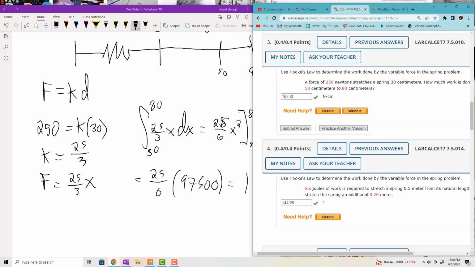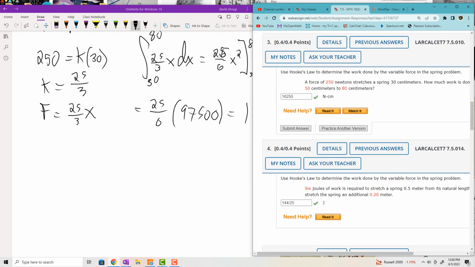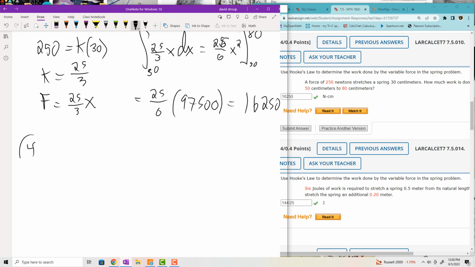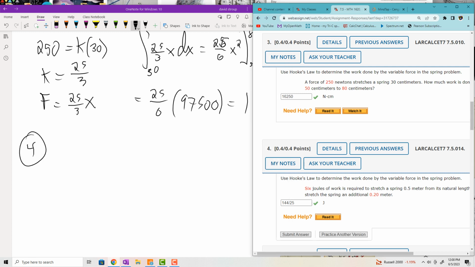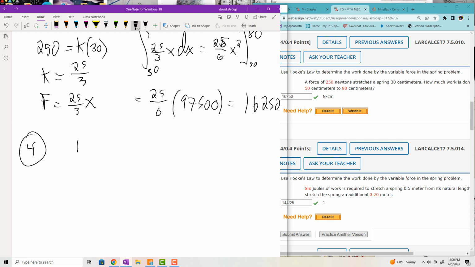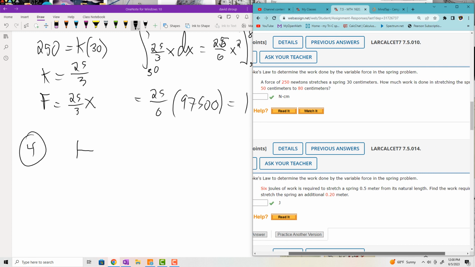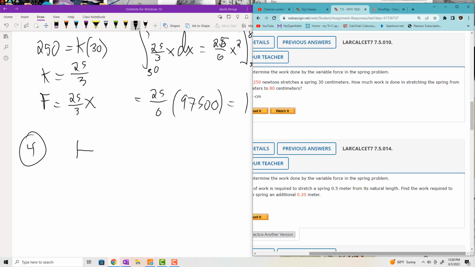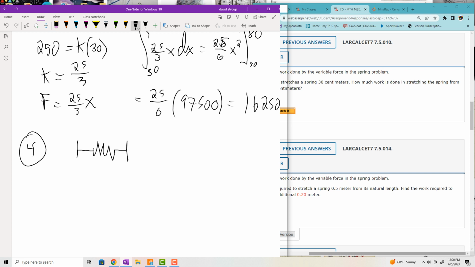The next one, the last Hooke's law problem in this section, is a little different. What they do is work with the integral first, and then you use that to determine your K value. So the work involved is 6 joules, and that will stretch the spring from its natural length to 0.5 meters away. In this case, I'm going to label the right-hand side as 0, and then I want to stretch it an additional distance of 0.5 meters from its original resting place.